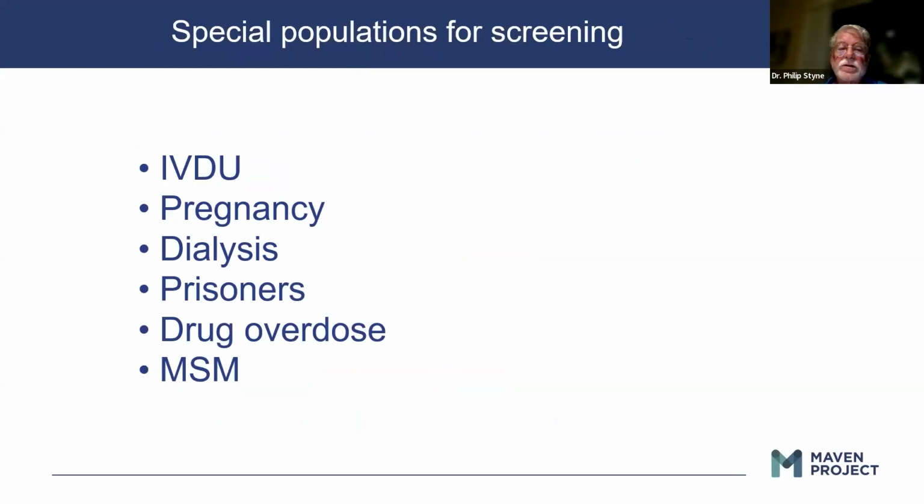Special populations: IV drug users, obviously, pregnancy, dialysis patients, prisoners, drug overdose again, and men who have sex with men. Next slide, please.